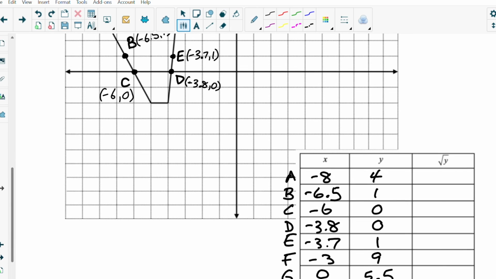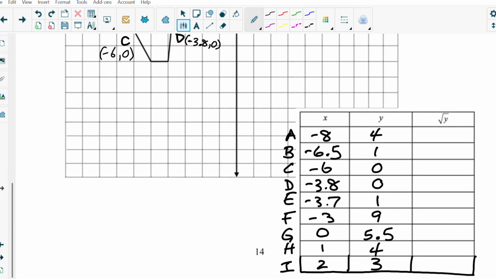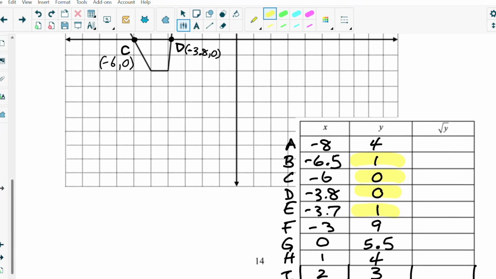All right, so part of it is to consider the invariant points. So we got all the invariant points, and I'm going to highlight these. These are the key ones to have. There's my invariant points, and then I selected some other values that are key points on the function themselves. So when I look at the square root of y, let's just fill these in.